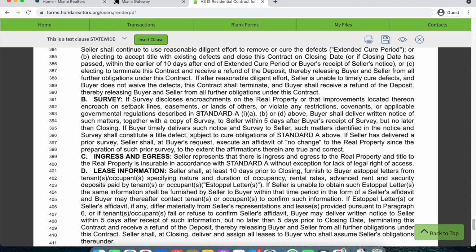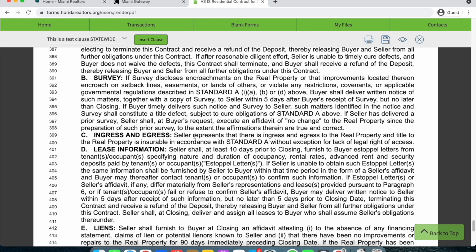Survey. I discussed with you the survey that discloses encroachments as well. Remember that it's very important for you to request it if you're buying cash. Ingress and egress. Every property has to have ingress and egress to get into and out of the property. What is ingress? A way in. What is egress? A way out.